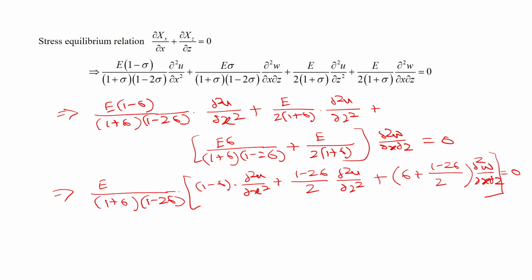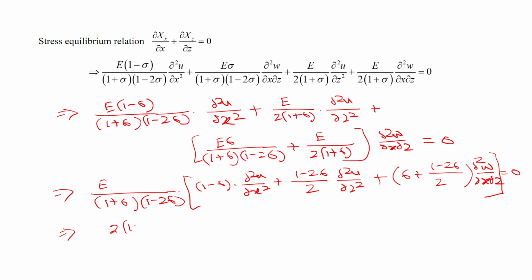So, here E by 1 plus 1 minus sigma, so sigma here and E by 2 into 1 plus sigma. So, 2 should be anywhere there and 1 minus 2 sigma here, right. So, therefore, this quantity I can get rid of. So, what I will have is here, from here I will have only 1 by 2. So, I will just multiply it by 2 here.